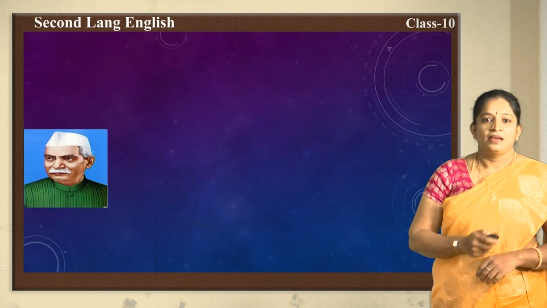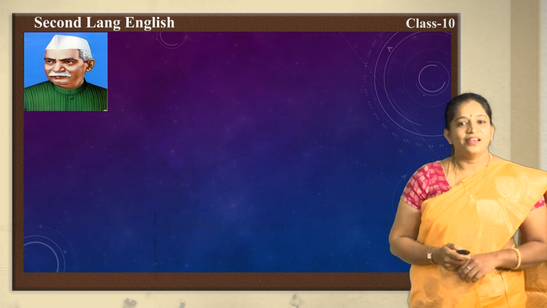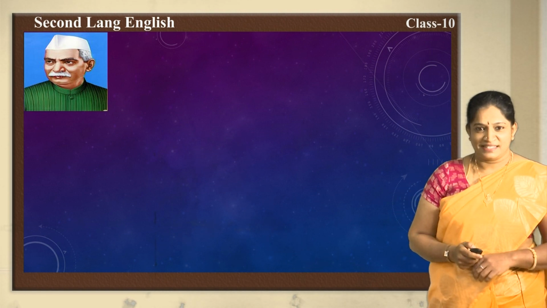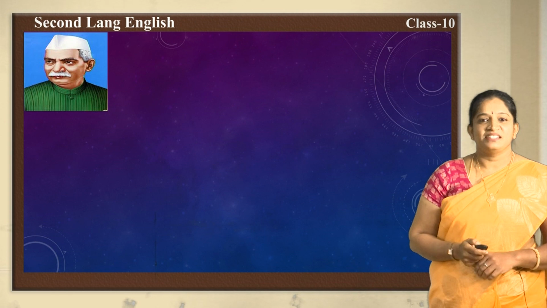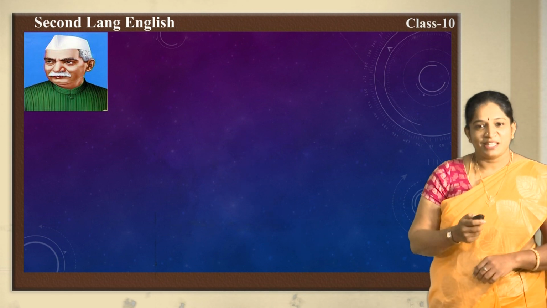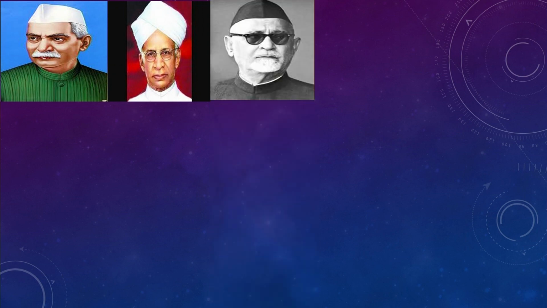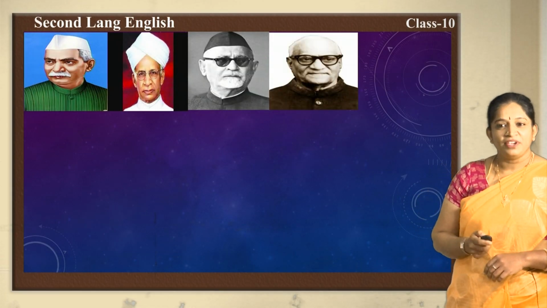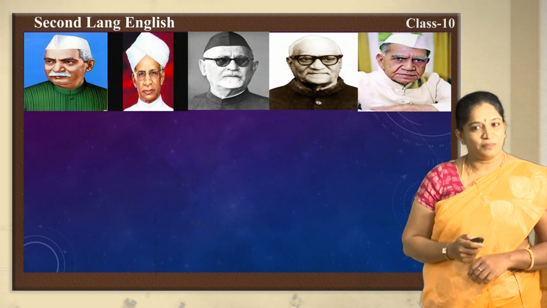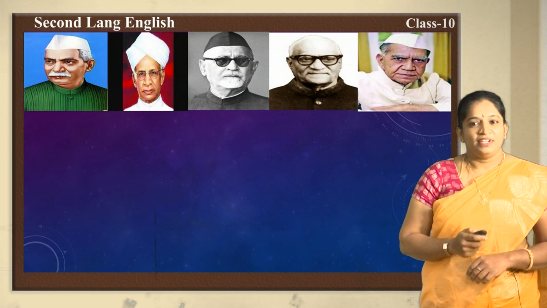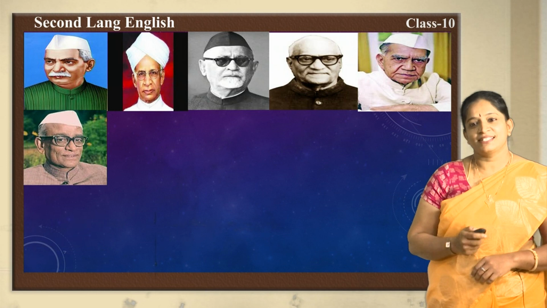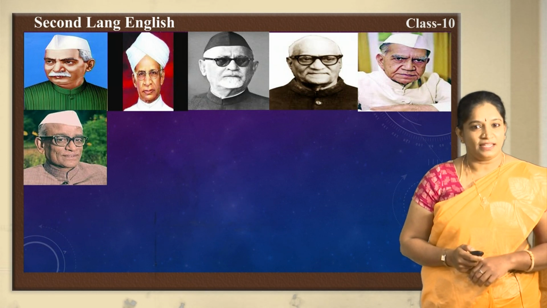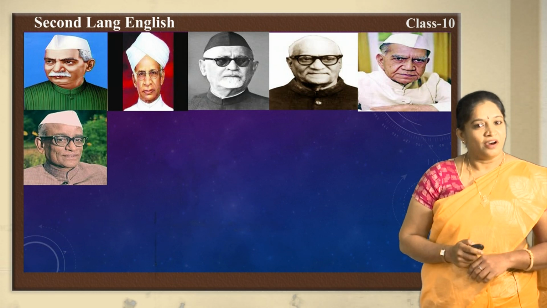Children, now we shall have a look at all our elected 14 presidents of our country. The first president of India, Dr. Rajendra Prasad. Second president, Sarvapalli Radhakrishnan. Third president, Zakir Hussain. Fourth president, V.V. Giri. Fifth president, Fakhruddin Ali Ahmed. Sixth president, Neelam Sanjeeva Reddy. He was the Chief Minister of Andhra Pradesh also.